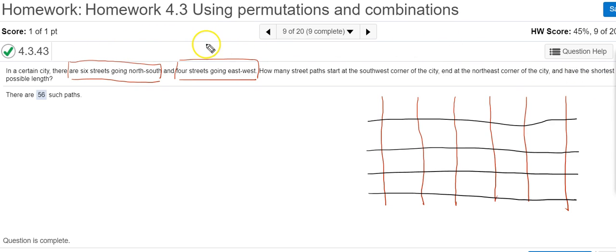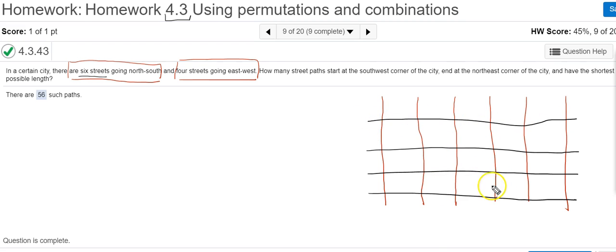Now, in example 9 of section 4.3 for homework, this is one that I find a little challenging, so let me give you my version of how to do it. In a certain city, there are 6 streets going north and south. So I made these red lines, 6 of them. They stand for streets. And there are 4 streets going east and west, which are the black lines.